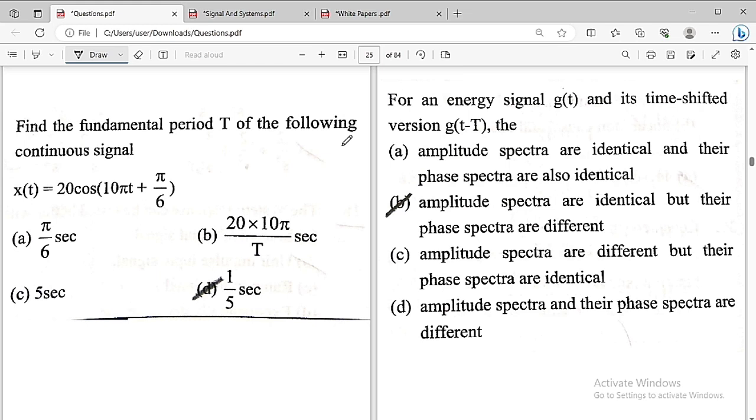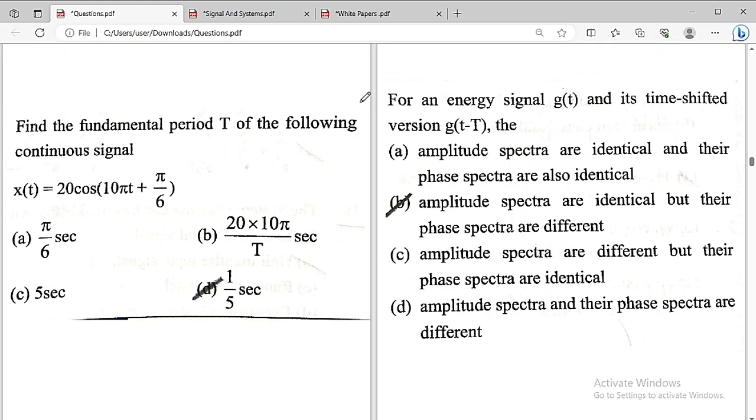Now we are going to solve another question. The question says: for an energy signal g of t and its time shifted version g of t minus capital T, what is the relation between them? Basically, there is a signal g of t, and the shifted version of the signal is g of t minus capital T.